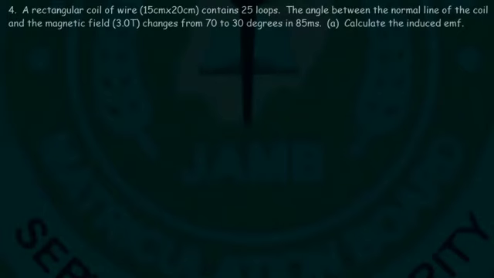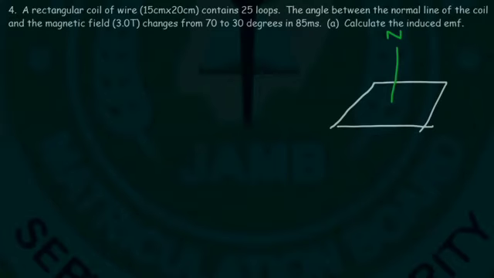Number 4. A rectangular coil of wire contains 25 loops. The angle between the normal line of the coil and the magnetic field changes from 70 to 30 degrees in 85 milliseconds. Calculate the induced EMF. So let's say this is the rectangular coil of wire, and here is the normal line perpendicular to the surface.